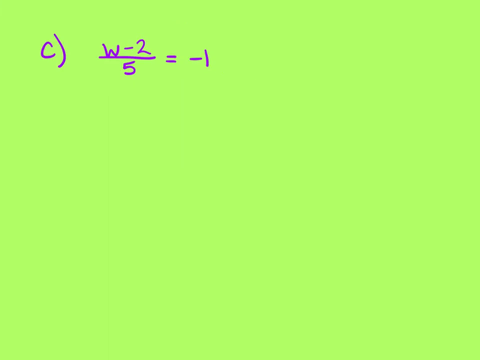C part, we have w minus 2, which is a group, divided by 5 equal negative 1. It's a group because it's separated by a fraction line. I could approach this a couple different ways, but one of the simplest ways is just to make it a non-fraction problem. So to do that, I'm going to cancel my denominator. This is a special case involving fractions, and I'm just going to cancel my denominator. It was dividing 5, so now I'm going to multiply by 5. What we do to one side, we have to do to the other.